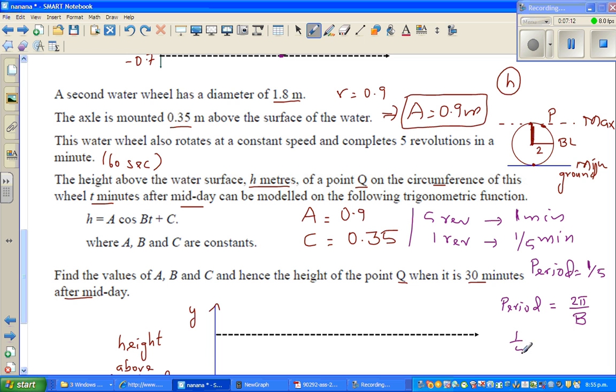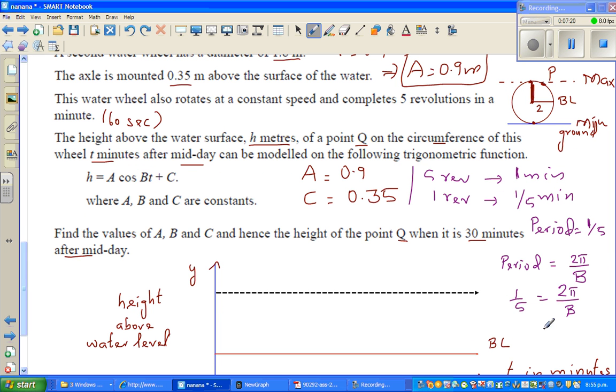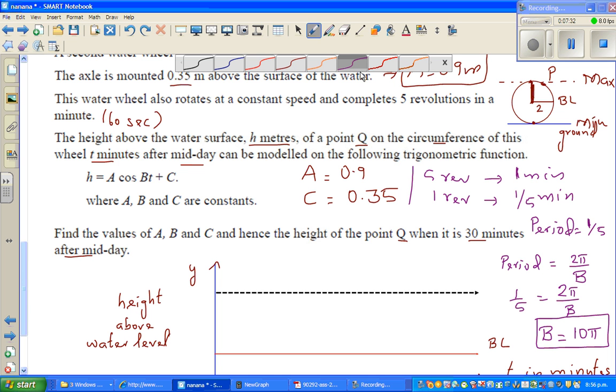So 1/5 is equal to 2 pi over B. If you cross multiply, B is nothing but 10 pi. Okay, so let me write. Your equation will become, let me change color, red.